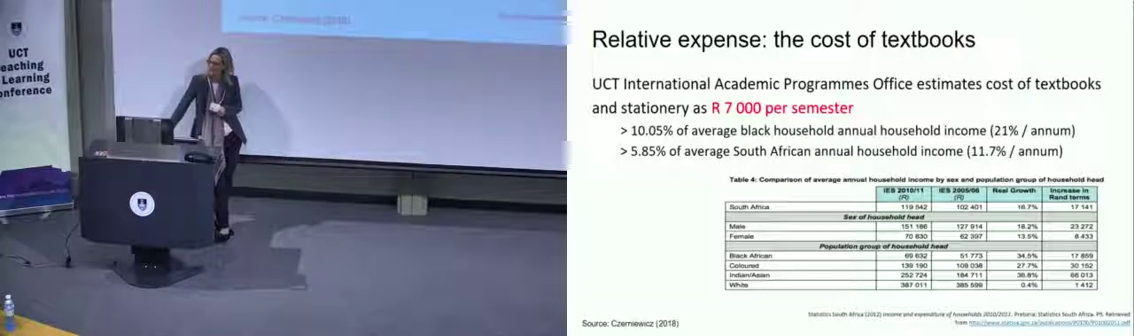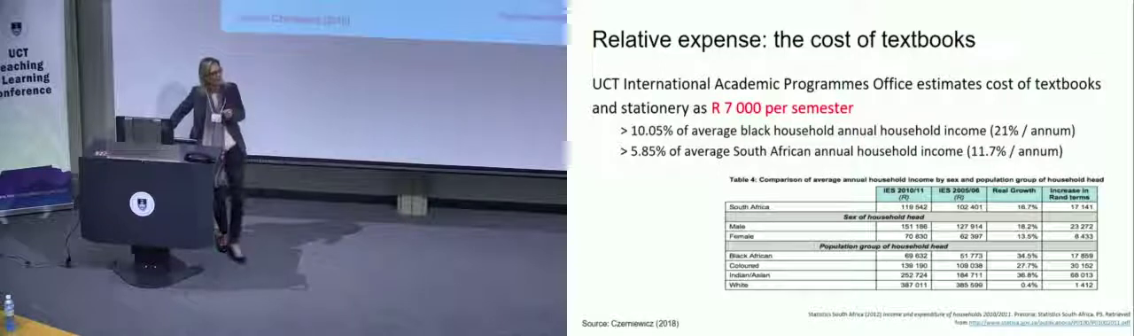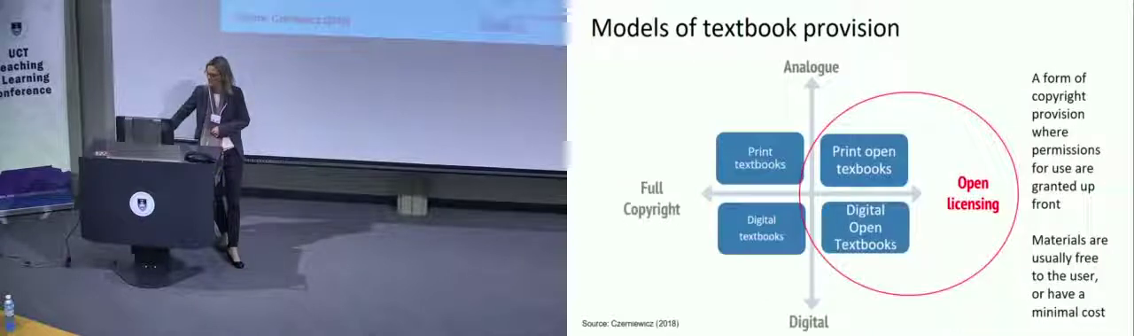So on to specifically now open textbooks. As we know, the Fees Must Fall call is around fees for higher education, but often the cost of textbooks is extremely inhibiting for students. And this has been a well-researched area at various higher education institutions in South Africa, where students simply cannot afford to buy the textbook, and often that's a reason why they actually don't complete their courses. So 7,000 Rand is the figure that's roughly been calculated by the International Academic Programs Office. So that's quite a substantial amount of money per semester.